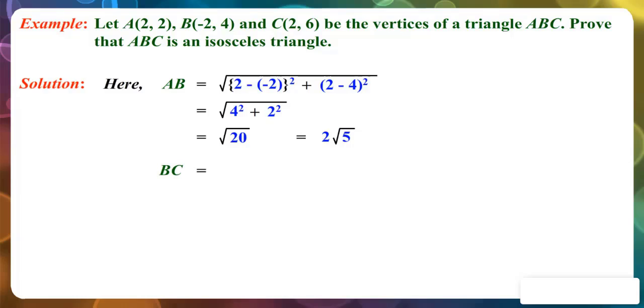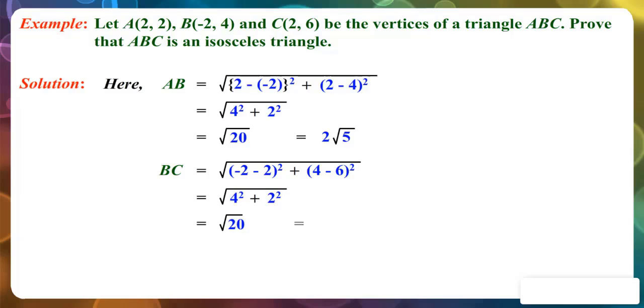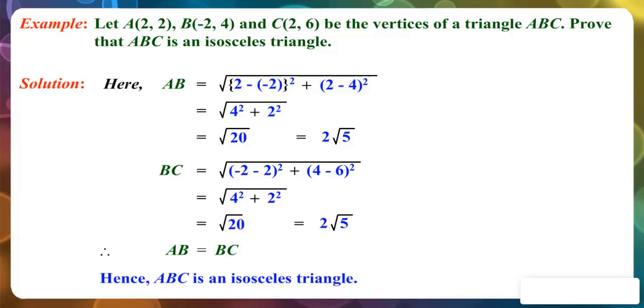And BC is equal to under root (minus 2 minus 2) whole square plus (4 minus 6) whole square, which is equal to under root 4 square plus 2 square, which is equal to under root 20, which is equal to 2 root 5. Therefore, AB is equal to BC, hence ABC is an isosceles triangle.